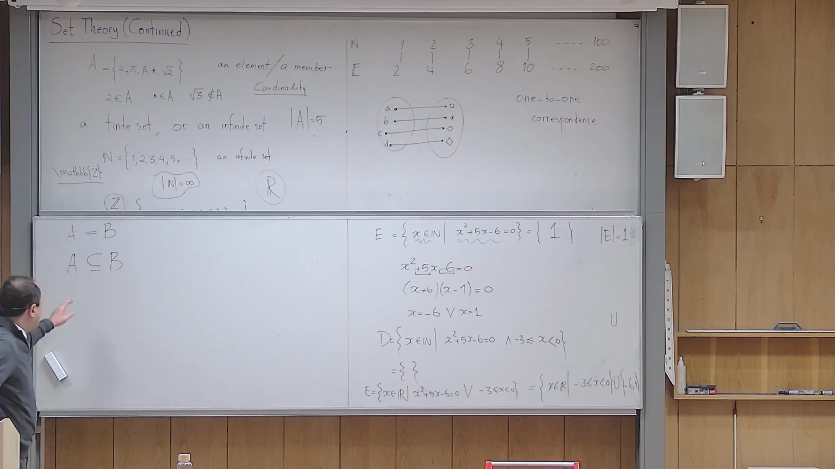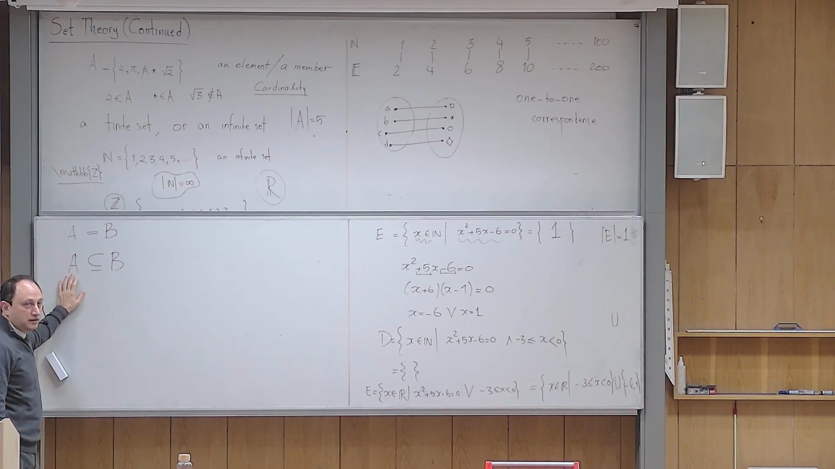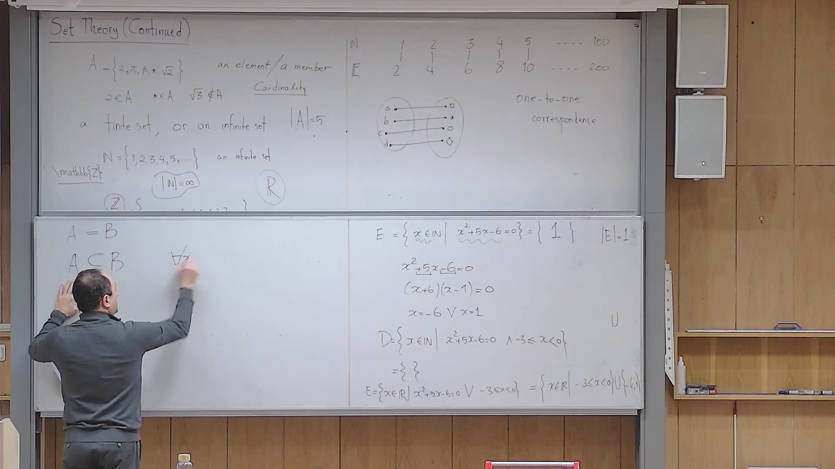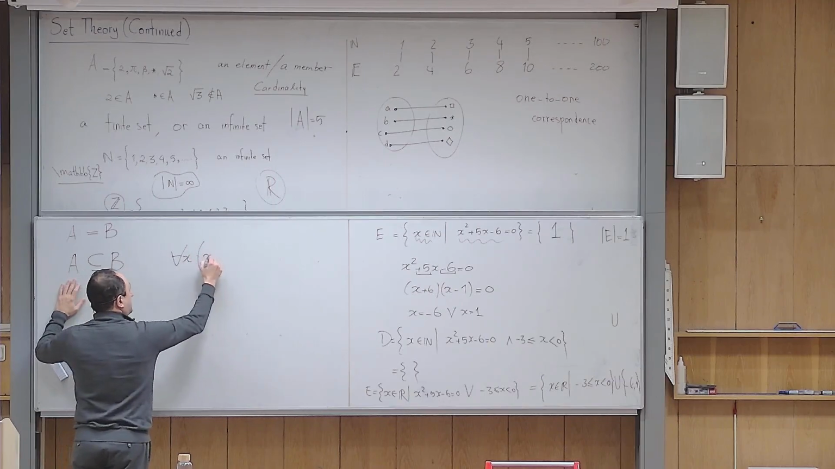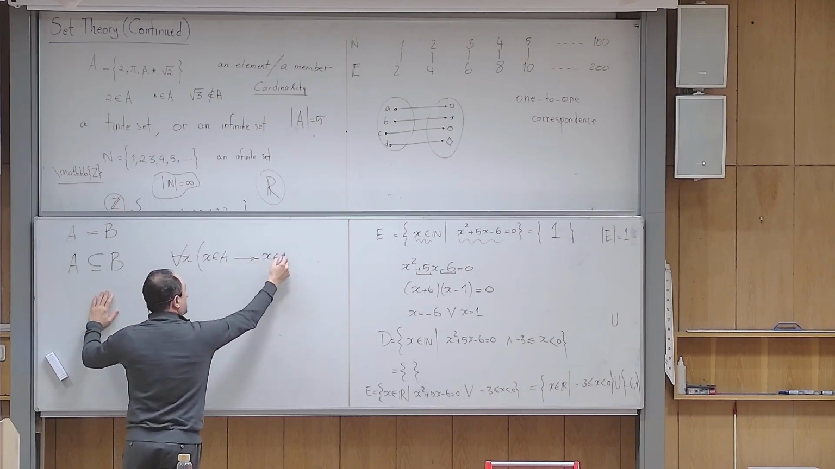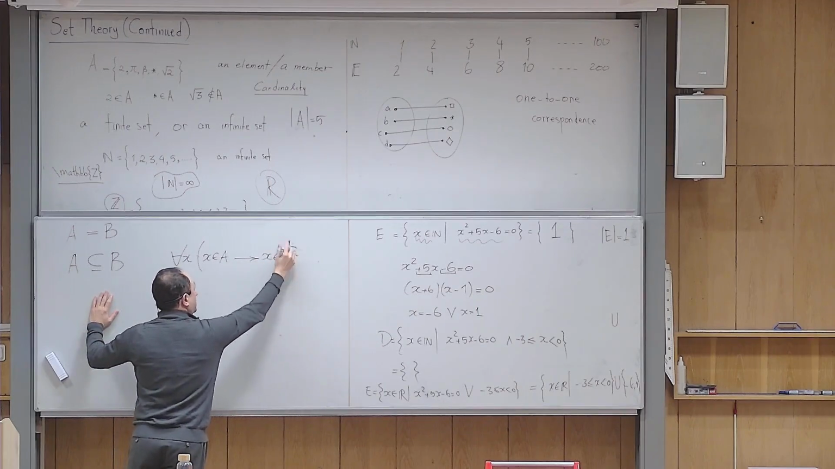I want you to define this symbol. When you see this symbol in mathematics between two sets, what is the message here? Yes? That all elements of A are in B. Yes. So it means that for all x, if x belongs to A, you can see that also x belongs to B. It implies that x belongs to B.